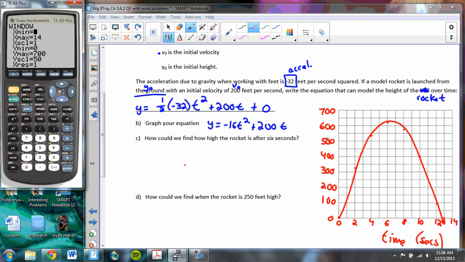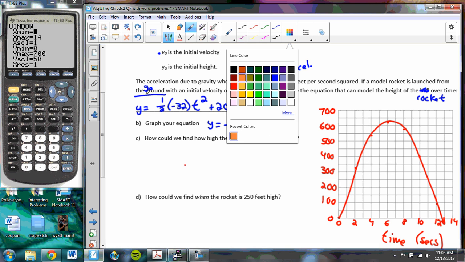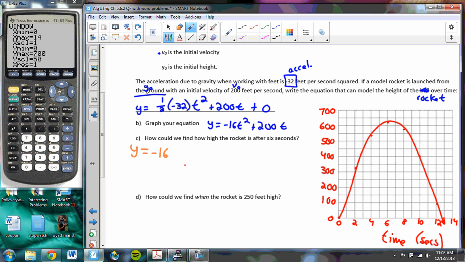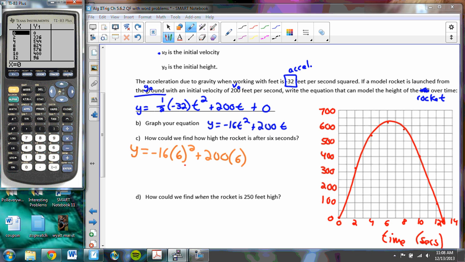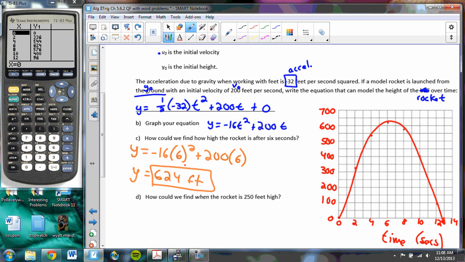How can we find how high the rocket is after 6 seconds? Plug in 6 for T, because that's our time. And the nice thing is, we've actually already found that point. If I just pull up my table, it was the point 6, 624. So you're just plugging stuff in for x and solving for y on that part. After 6 seconds, the rocket is 624 feet high.